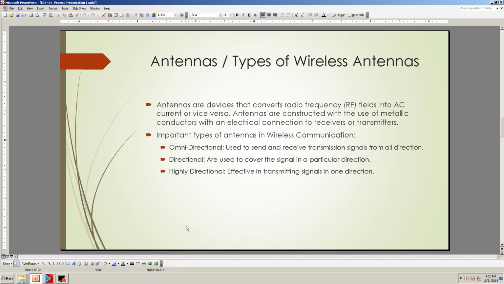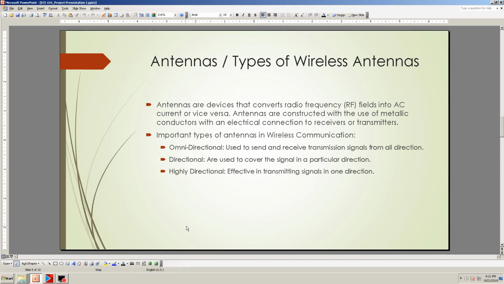Antennas are used in wireless local area networks. They're used for mobile telephones and satellite communication, as I just mentioned. However, for this project, since the focus is primarily on wireless communications, there are various types of wireless antennas available in today's market. There's a variety of them, but some of the most significant types within mobile wireless communications are the omnidirectional antenna, the directional antenna, and the highly directional antenna.